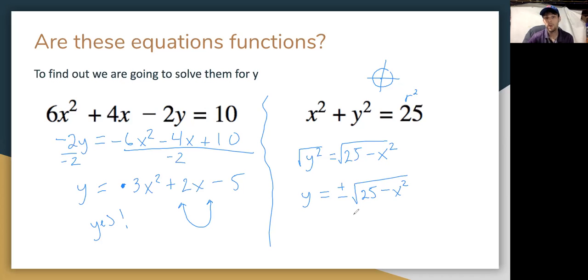And here is where we actually get two outputs. When I put in the number 0, for instance, I plug in 0 for x, I end up with the square root of 25. But because of this positive and negative, I'm actually going to get two outputs. I'm going to get positive 5, which would refer to that coordinate up there, and negative 5, which would refer to that coordinate there. So the number 0 as an input is actually associated with two output values, so this one would not be a function.